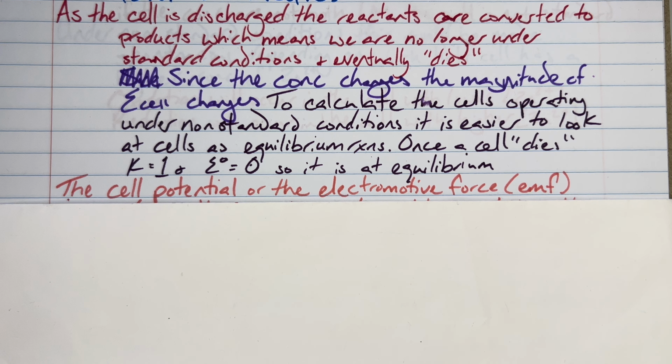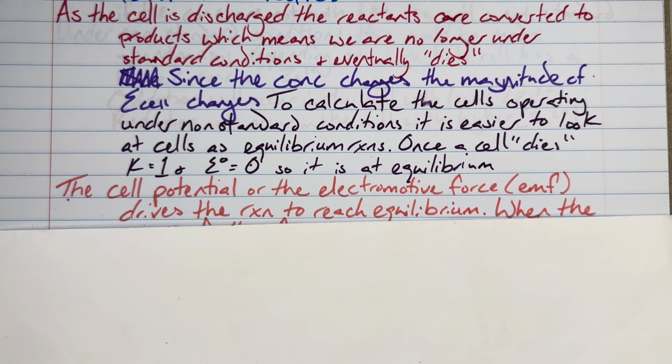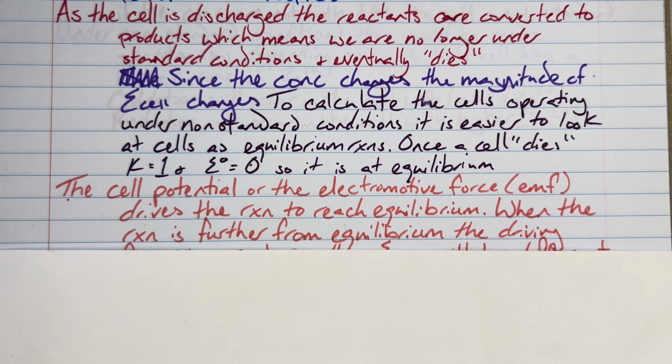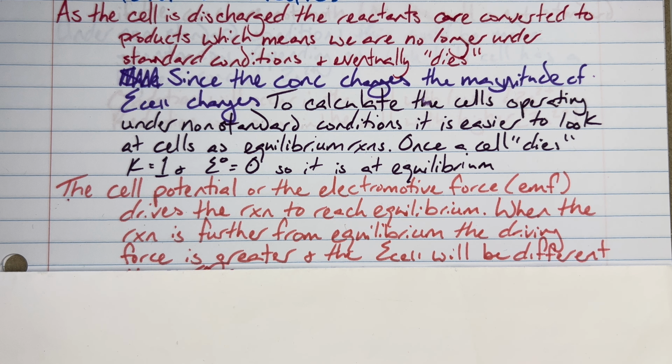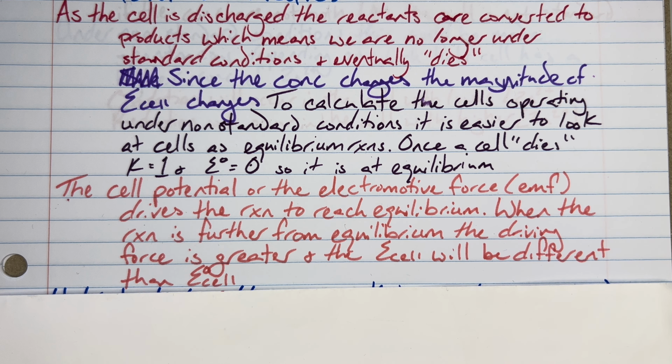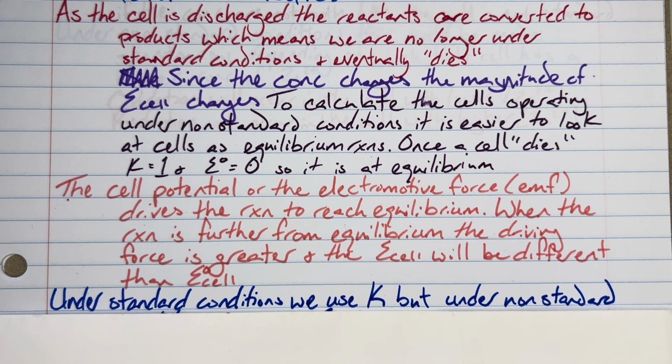The cell potential or electromotive force drives the reaction to reach equilibrium. So it is pushing until it dies. It cannot go any further. And when the reaction is further from equilibrium, the driving force is greater. So as it gets closer and closer to dying, we get weaker and weaker. And the cell potential will be different than the cell potential at standard conditions.